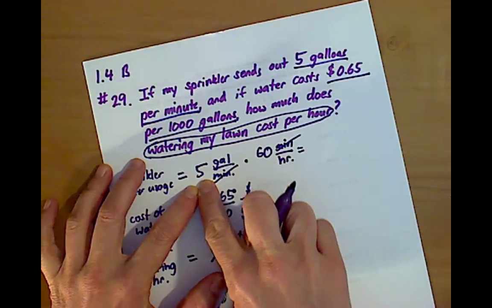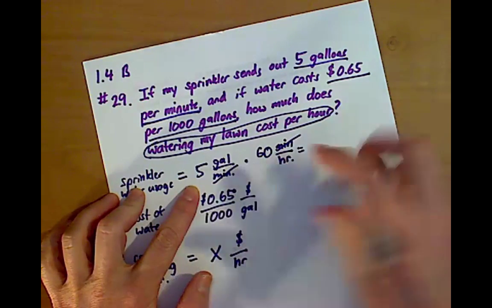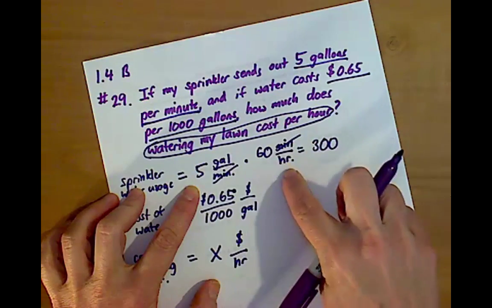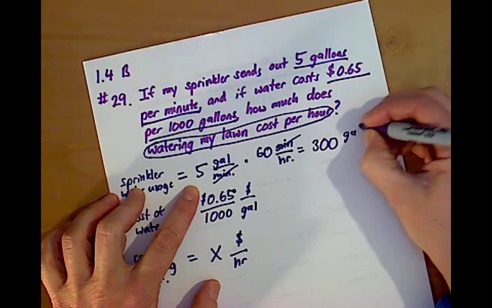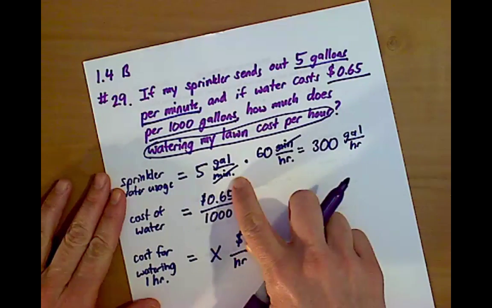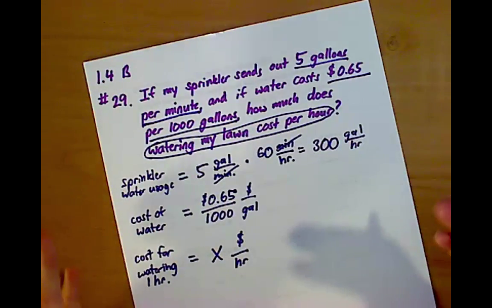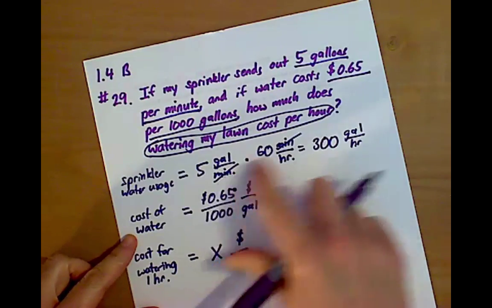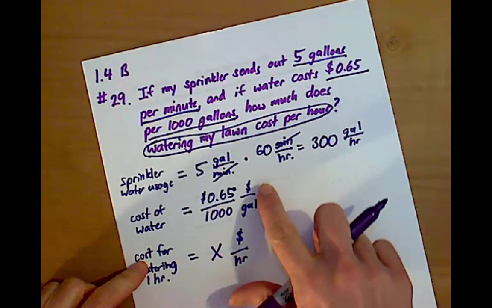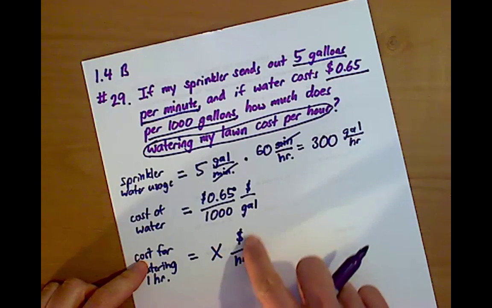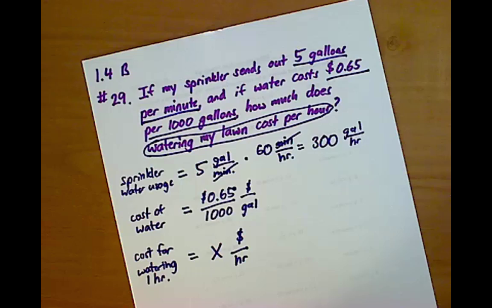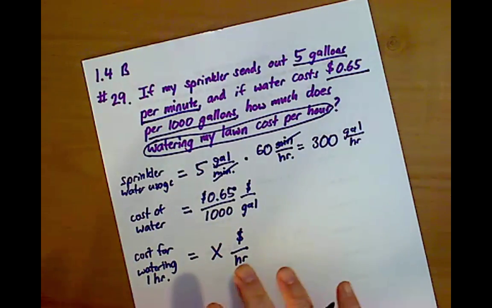Let's do this multiplying the numbers first. 5 times 60, that gives us 300. And our units are gallons per hour. Isn't it nice how the units work out? The units kind of show you that you're doing the right thing. I love that. All right. So now we have 300 gallons per hour and we have dollars per gallon and we want to get dollars per hour. So the question is, are we going to multiply or divide?